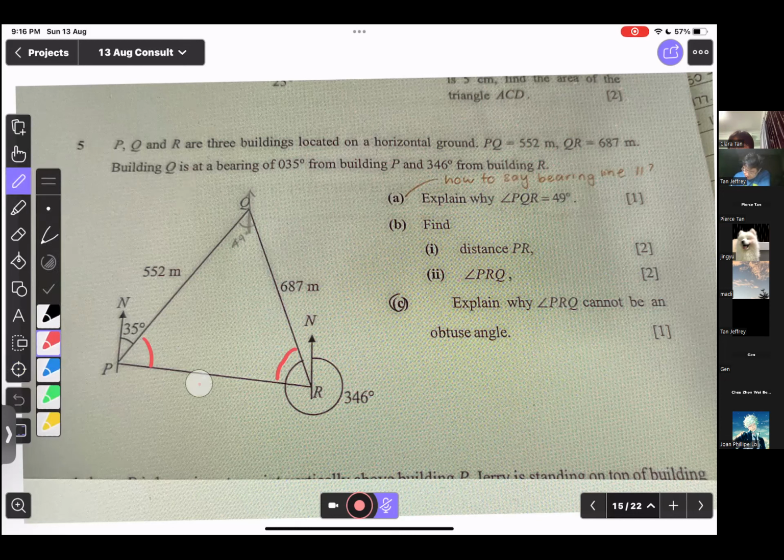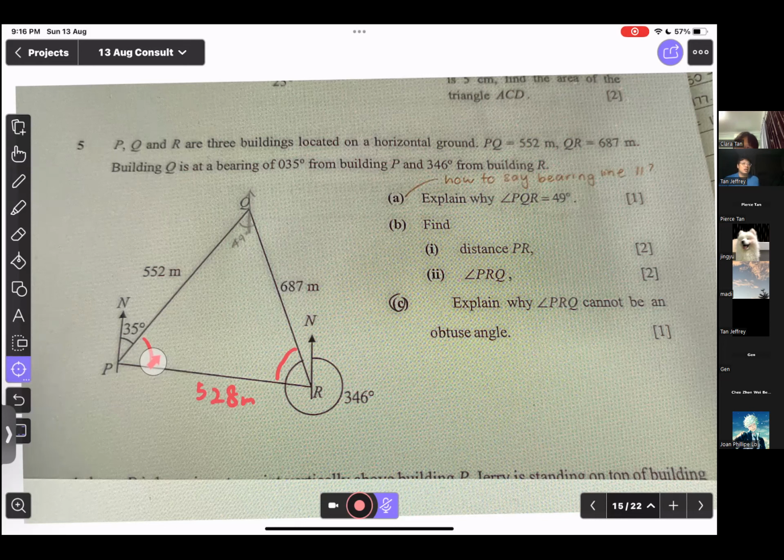So if 528 is opposite the 49 degree angle, that means 687 should be opposite an even bigger angle. So this angle is confirmed more than 49, since this side is more than this side, and 528 is opposite 49. These two angles themselves will add up to more than 90. That means this angle cannot be obtuse.